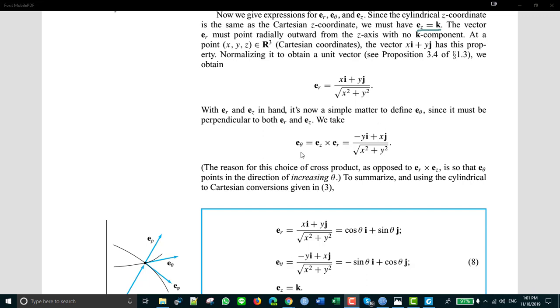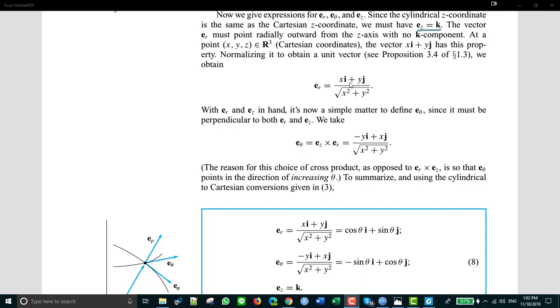We can say E theta is just EZ cross ER. And actually we could reverse it, we could say it's ER versus EZ. She says the reason for this choice of cross product as opposed to this one is so that E theta points in the direction of increasing theta. Well, we could have it pointing in the opposite direction, but we're going to do it this way.